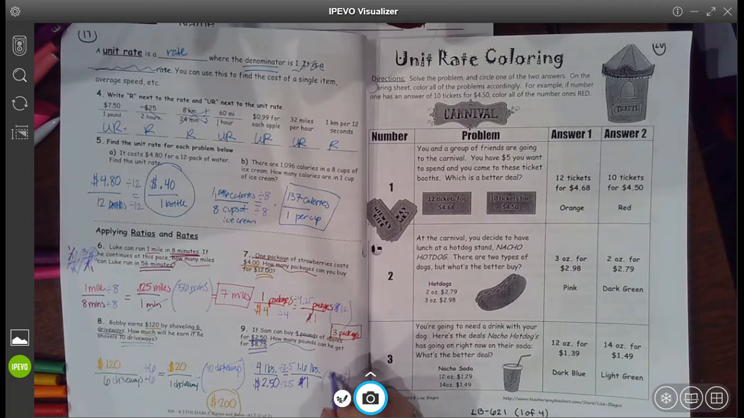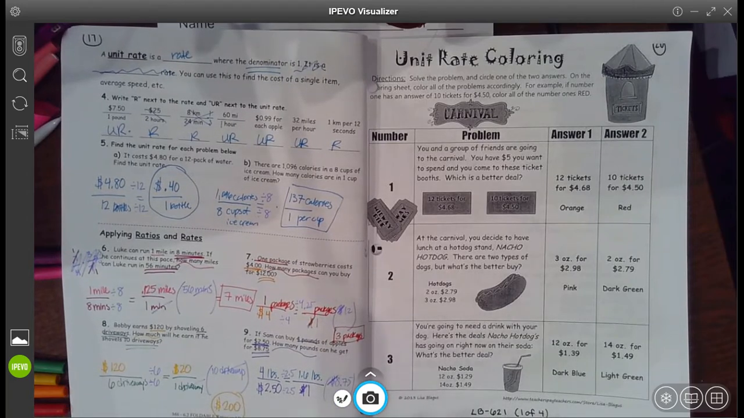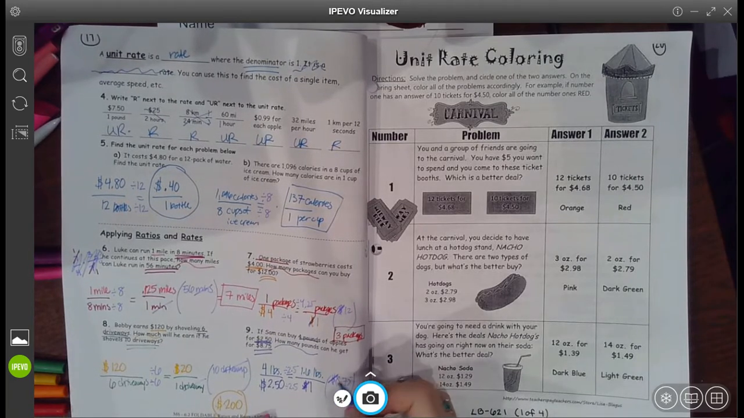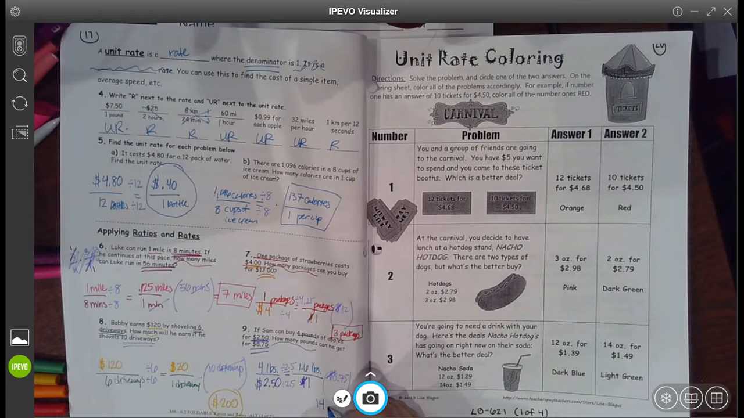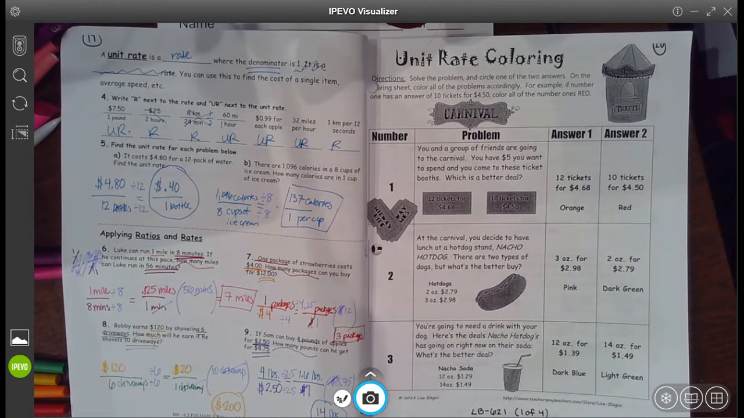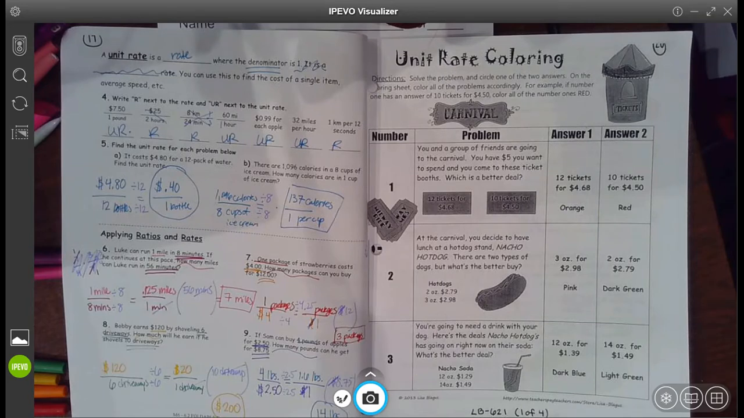Well, the units of money cancel then, and now you have 8.75 times 1.6, you get 14. And my unit that's left is pounds. So you get 14 pounds for $8.75. And that's how we use unit rates to help me find the answer to problems.